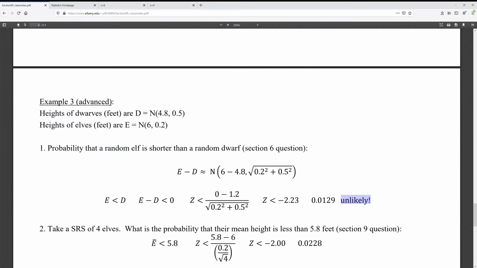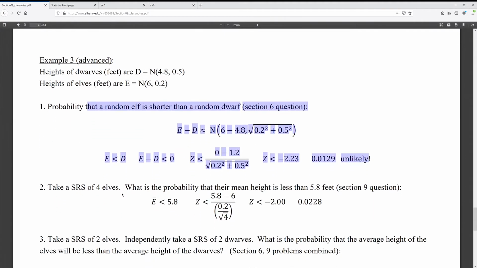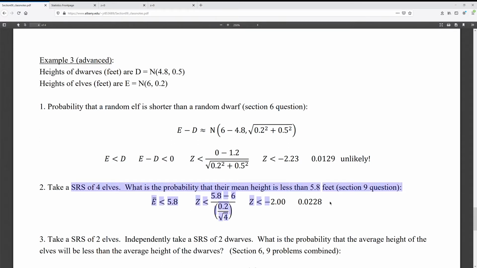So nothing new there. It's a good old Section 6 type problem, just more of what we did in Section 6. Now let's take a straightforward Section 9 type problem, the new stuff that we've just got done talking about. And this is just going to be another example of what we've just got done doing. Take a simple random sample of 4 elves. What's the probability that their average height is less than 5.8 feet?